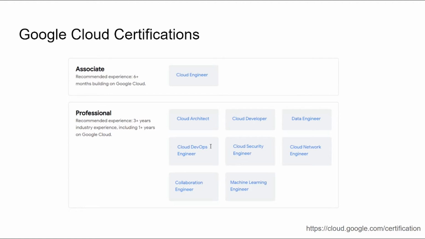For example, in my case, I haven't passed the associate exam. I directly passed the Google Cloud Architect professional exam, and now I'm preparing for the next professional level exam, and this will be a DevOps exam, which is strongly related to my current role, because I'm a DevOps architect at EPAM Systems.